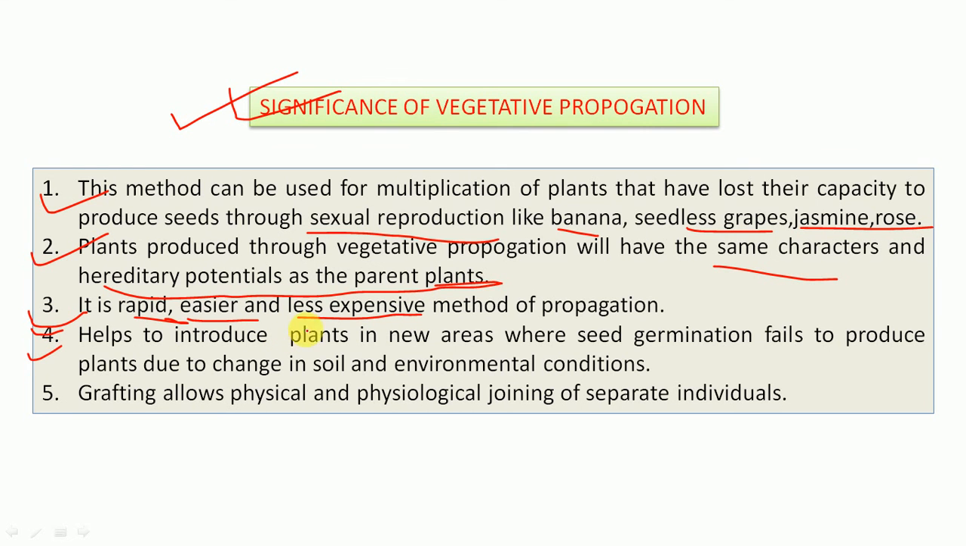Another advantage is that it helps to introduce plants in new areas where seed germination fails to produce plants, due to the change of soil or environmental conditions. And the last one, grafting: taking two different individuals and physically and even physiologically joining these separate individuals. So these are the advantages of vegetative propagation.